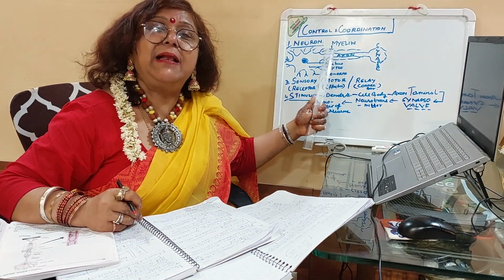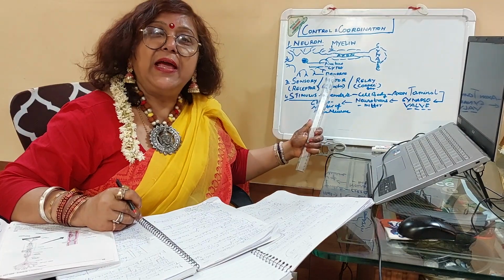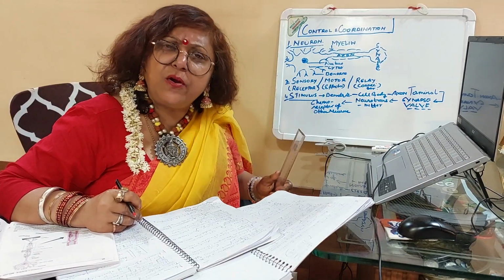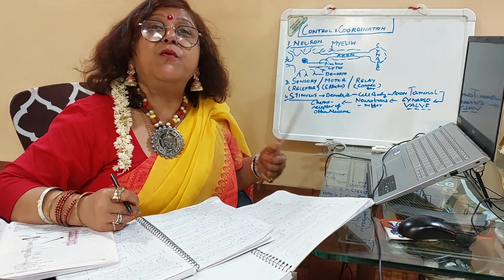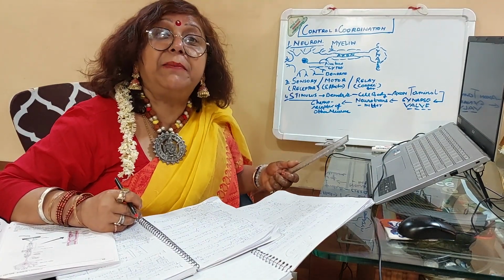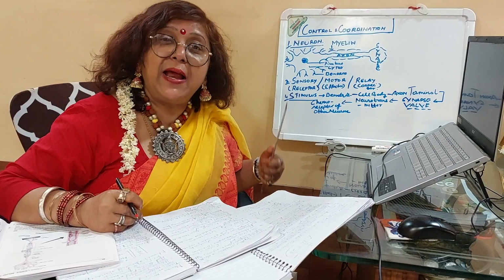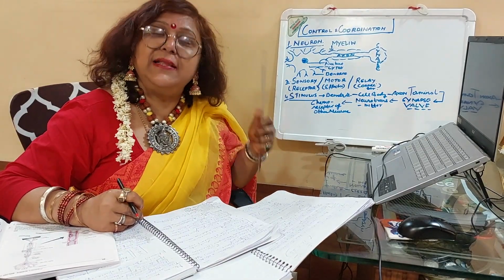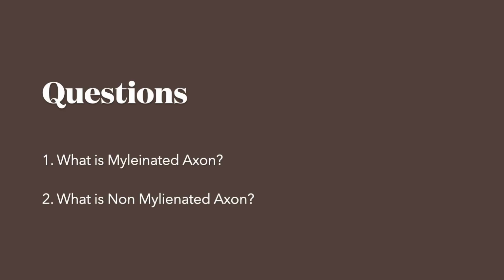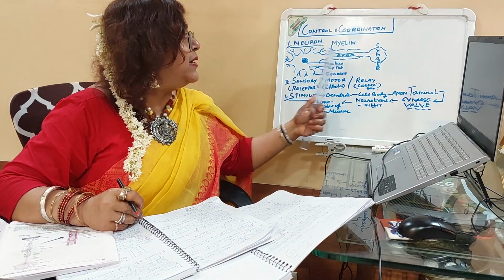And this protein helps to insulate that axon. It is said that an axon which is myelinated is more efficient in conducting nervous impulses than one which is non-myelinated. So they can ask you another question: what is a myelinated axon and what is a non-myelinated axon? And the difference between dendrite and axon.